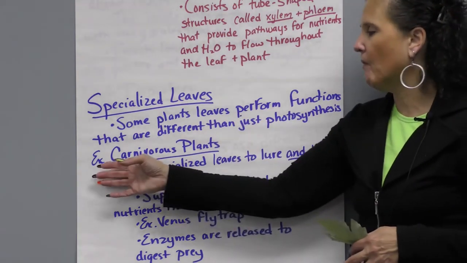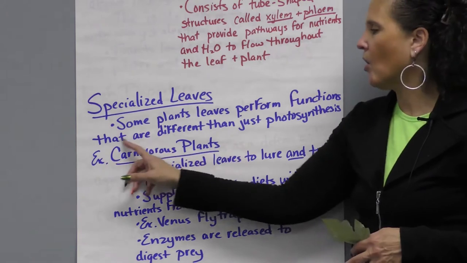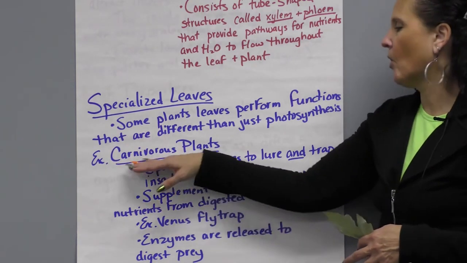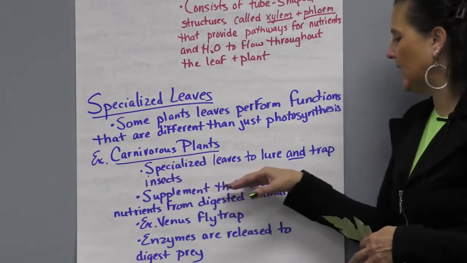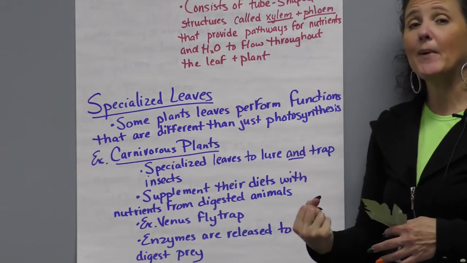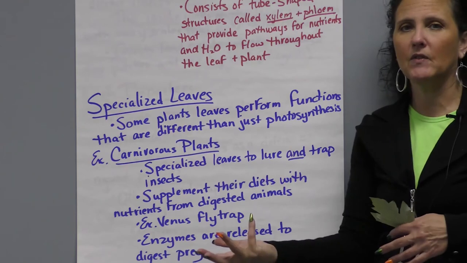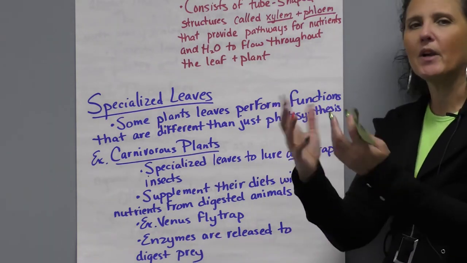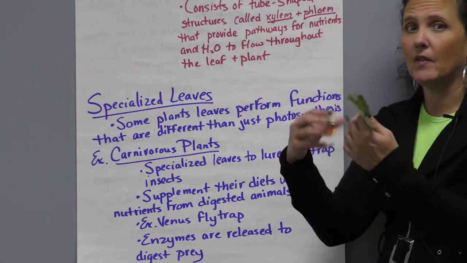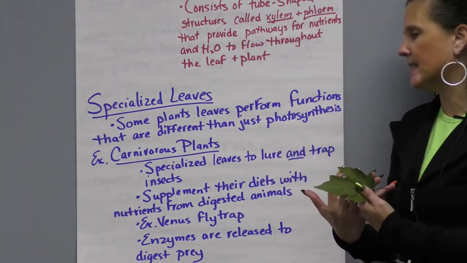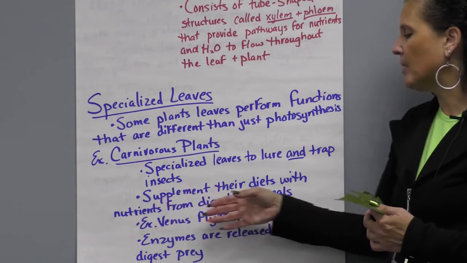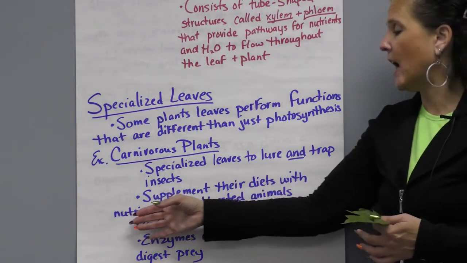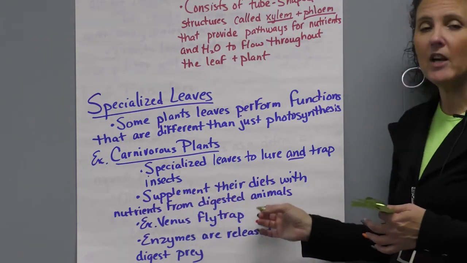An example of that would be carnivorous plants. Carne means meat, right? And vor, we're looking at eat. So the carnivorous plants have specialized leaves that lure in and trap insects because they don't just want to photosynthesize. These plants want insects for nutrients. So they look ornate, or they look bright colors, and they look pretty, and they want to lure in these insects because that wants to supplement their diet. Not only do they photosynthesize, but they can supplement their diet from nutrients they get from those little digested animals.